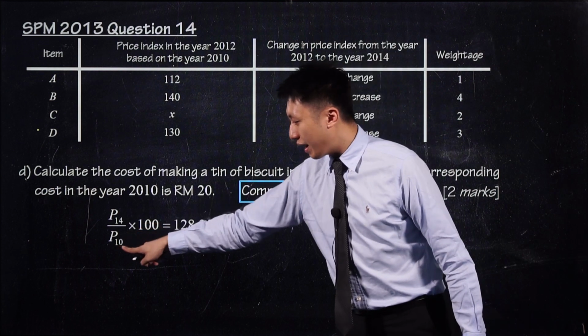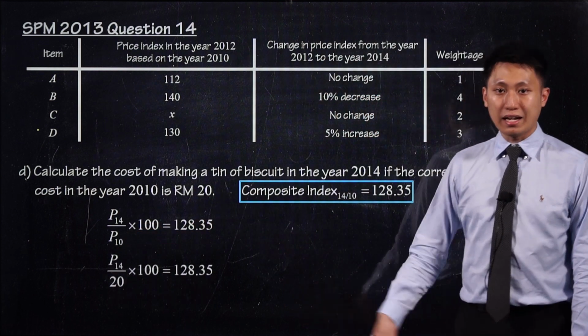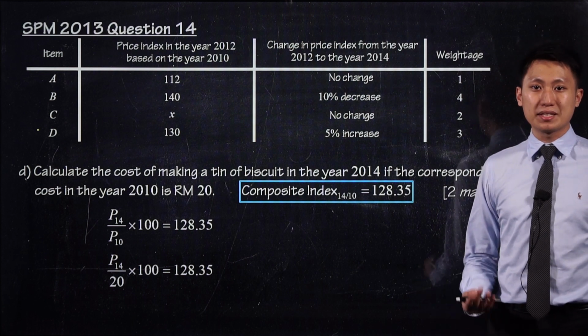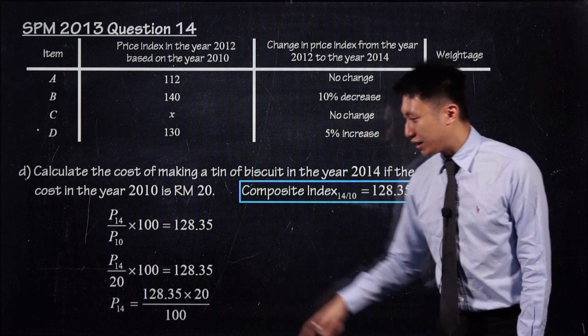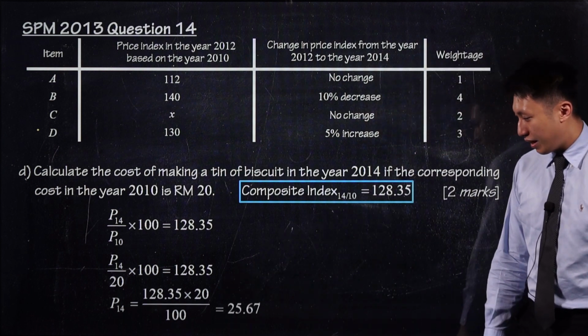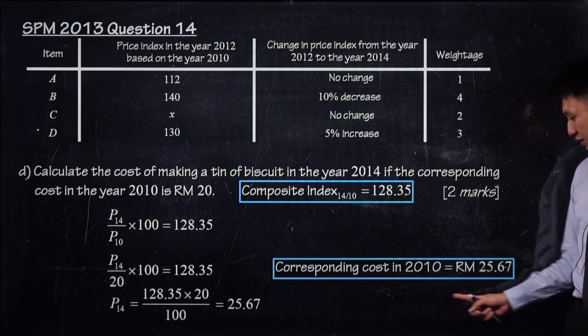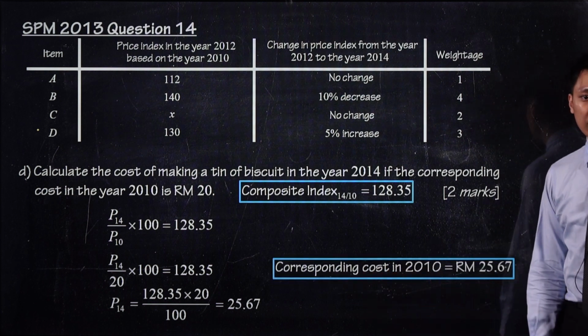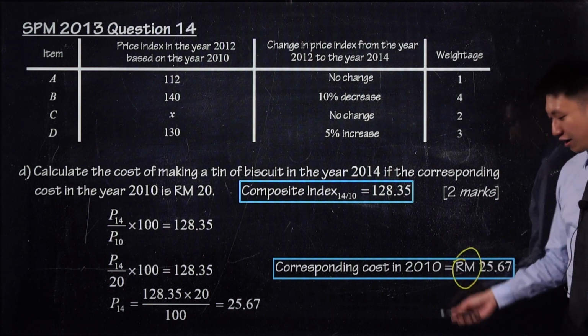Okay? Then just substitute whatever you have. This is P10 is RM20. So you just substitute it there. Then it's something like a basic part A question, right? It's very simple. So you get this one. P14 is equal to this. Hence, it's equal to 25.67. Okay? So the corresponding cost is RM25.67. Okay, so after the conclusion, remember to have the units like RM here.